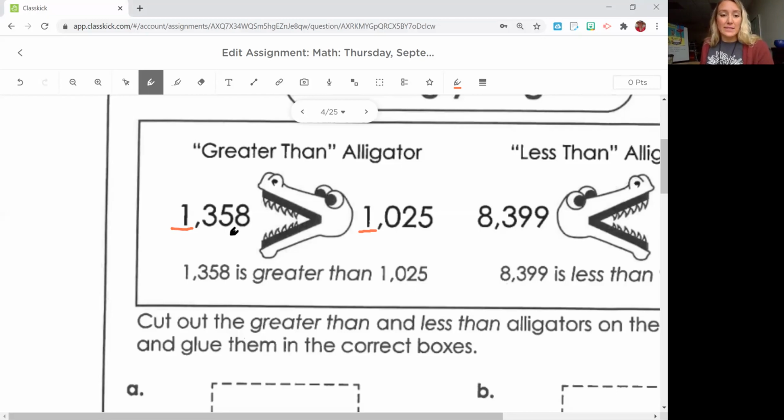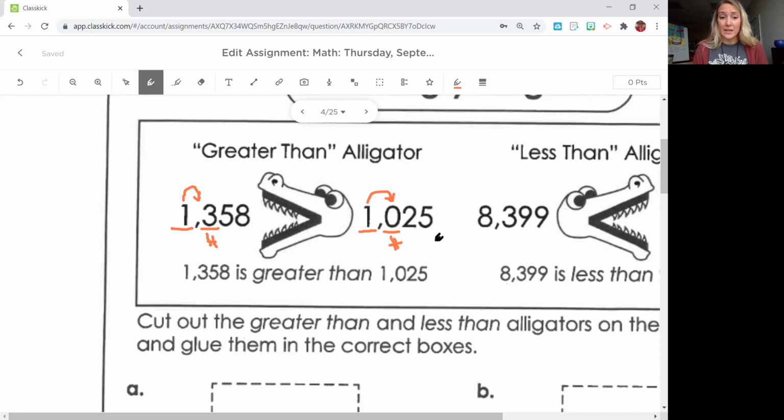So in the thousands place, we both have the digit 1. Now we can't compare 1 and 1 because those are the same. If we can't compare the numbers, we have to keep moving. Ba-dum, move to the next one. Now we are comparing the hundreds place. We have a 3 in our first number and a 0 in our second number.